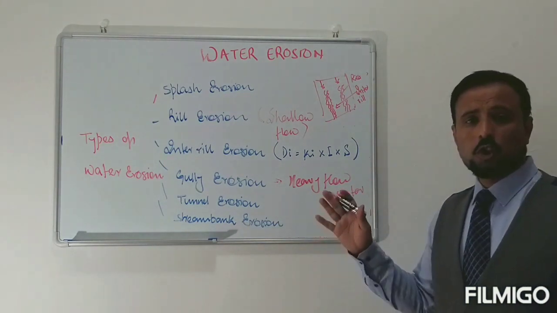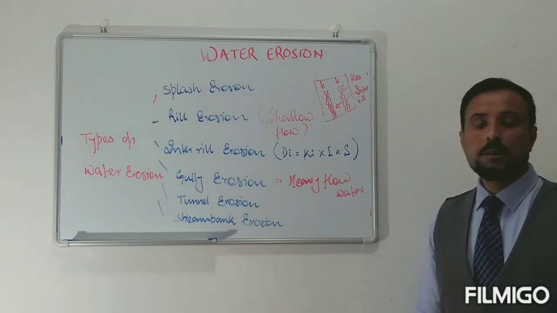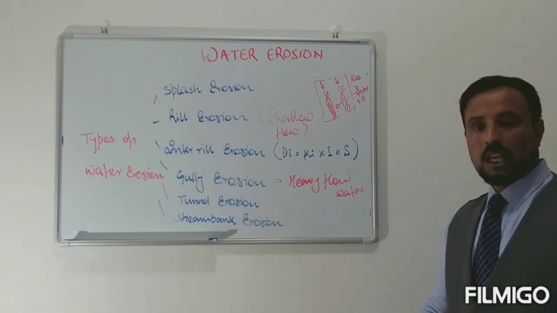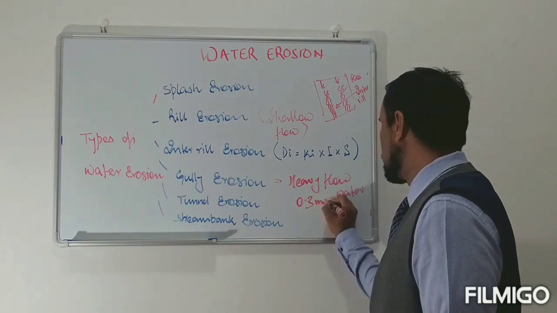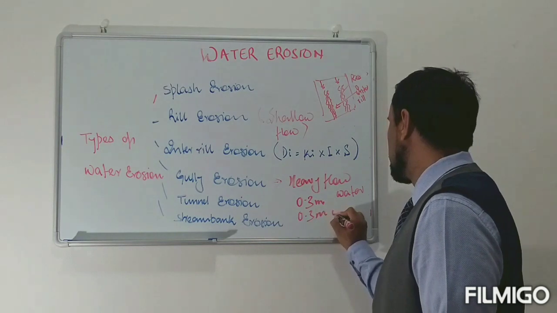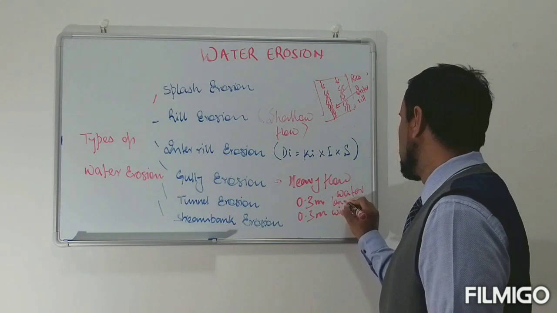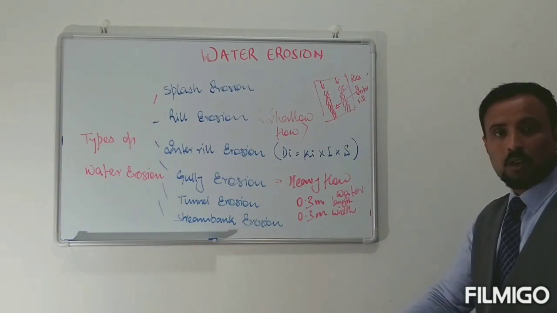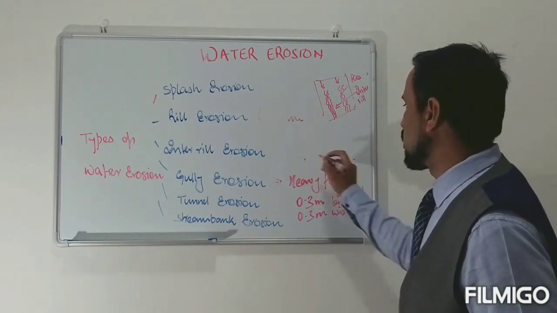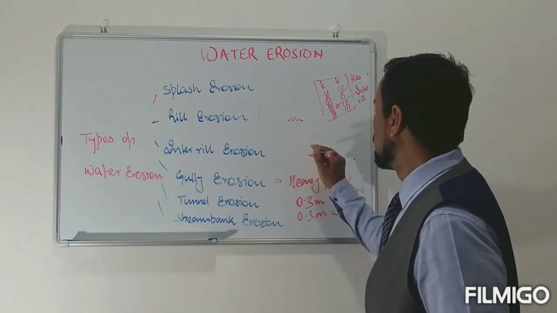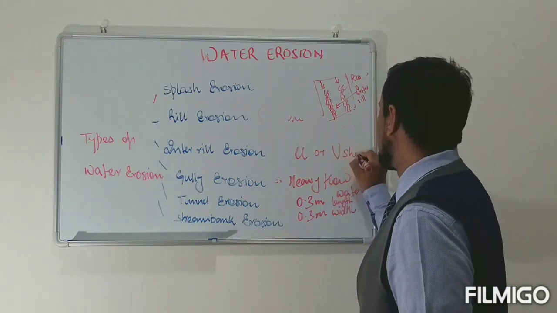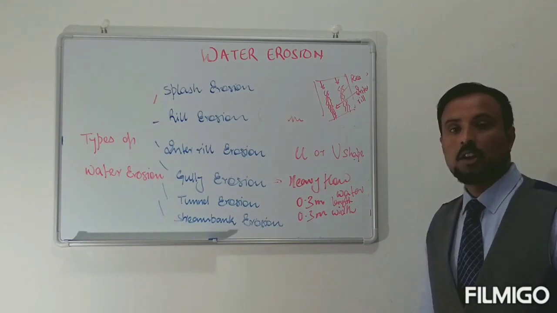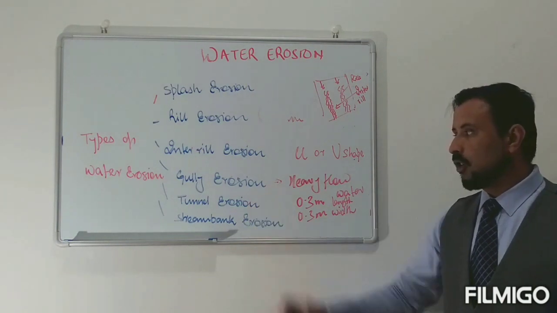When water moves in a very deep or heavy amount, it cuts the ground and makes a kind of cavity on the ground, right? And this cavity could be of 0.3 meter length and 0.3 meter width. So when water moves on the ground in a very heavy amount, it cuts the ground and makes a U or V shaped structure. That is why it is called gully, right? A gully formation happens due to heavy movement of water. Gully formation of U or V shape can happen, and that is called gully erosion.